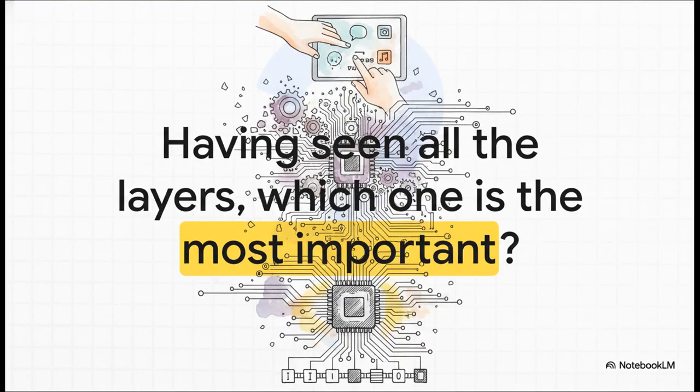So after this incredible journey, from the app you can touch on your screen all the way down to the electrical switches firing inside, which layer do you think is the most important? The application, the operating system, the CPU that does the thinking, or those simple little on-off switches at the very bottom? The reality is, they're all absolutely critical. You take just one of them away and the entire magnificent structure just comes tumbling down.